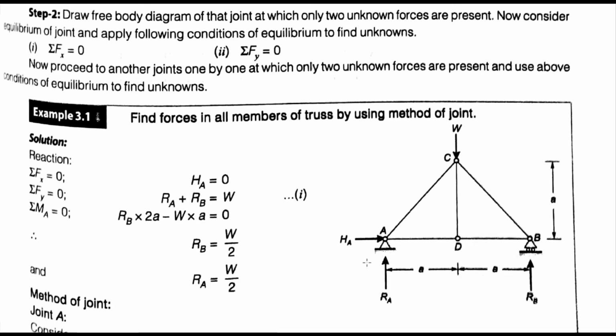We need to find our Ds value. Ds is equal to m + re - 2j, and the value is 0 here, so it is a determinate truss. After that, we need to determine our support reactions by taking our three equations: summation of Fx = 0, summation of Fy = 0, summation of Mz = 0. To determine RA and RB, first summation of Fx is equal to 0, so HA is equal to 0 because we are not having any horizontal force here.